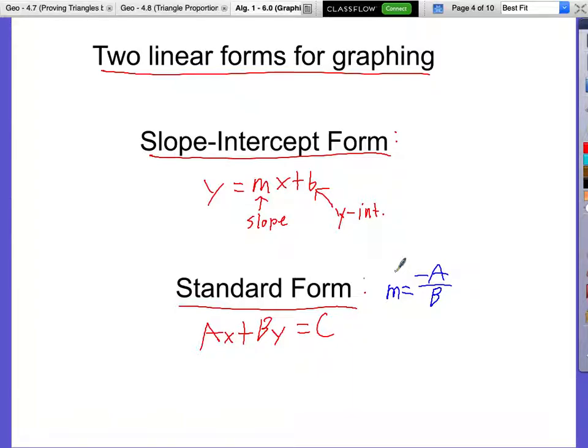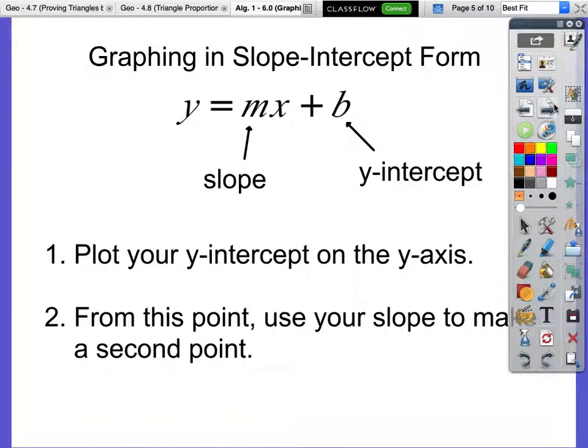Y is by itself. We can solve this one for y as well and find our slope. Okay, so the other way to find slope is to solve for y. We're going to go on to the next slide.